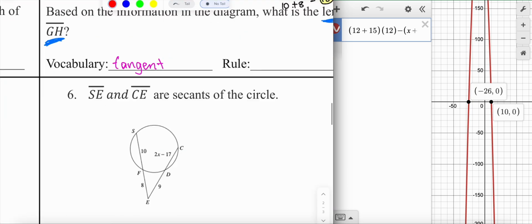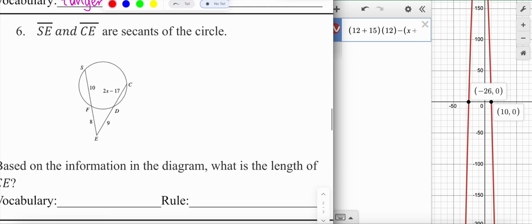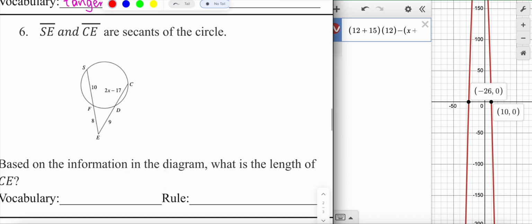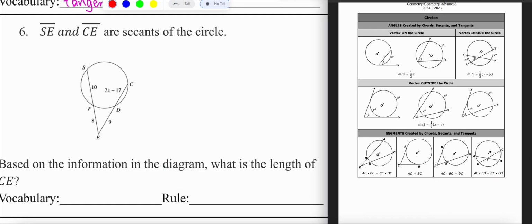So let's try another one. So this one, SE and CE are secants of the circle. Based on the information in the diagram, what is the length of CE? So we are asked to find the length of CE, and CE would be all of that. So we need to find the length of that.